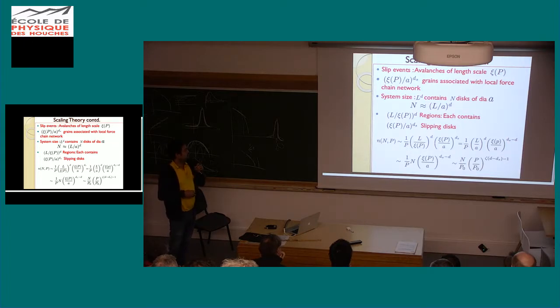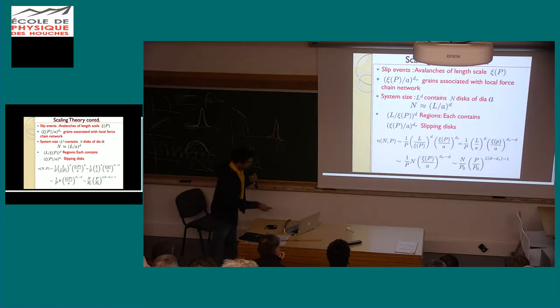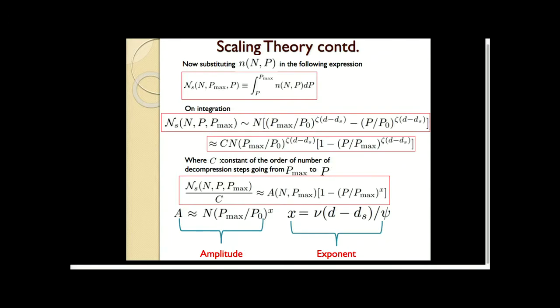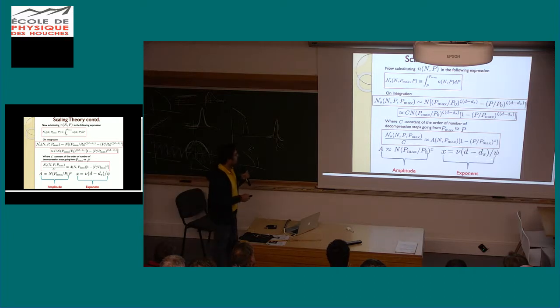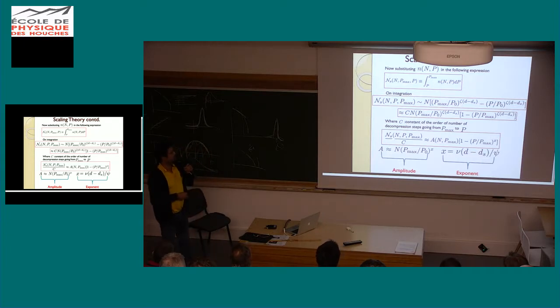From doing that scaling analysis, we found this is the kind of scaling that we get, and we'll plug that into the expression for the cumulative PDF and integrate from P to P max. If we do that, you can clearly express the cumulative number of slips in terms of some exponent and also some amplitude. The amplitude is given by something like this, and the exponent is a combined product of all the other exponents. And there is a parameter called C, which depends in the simulation on the number of decompression steps that you take while going from P max to P.